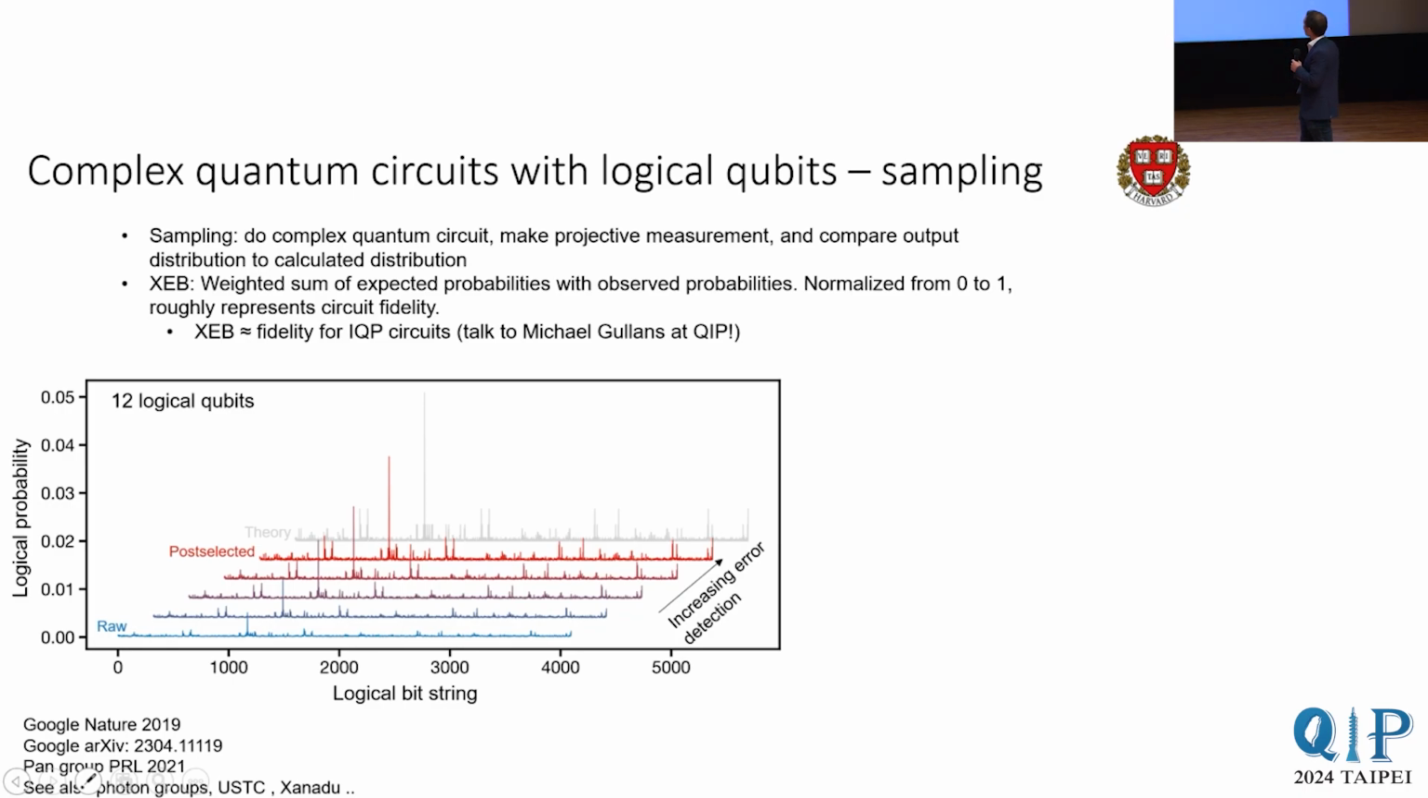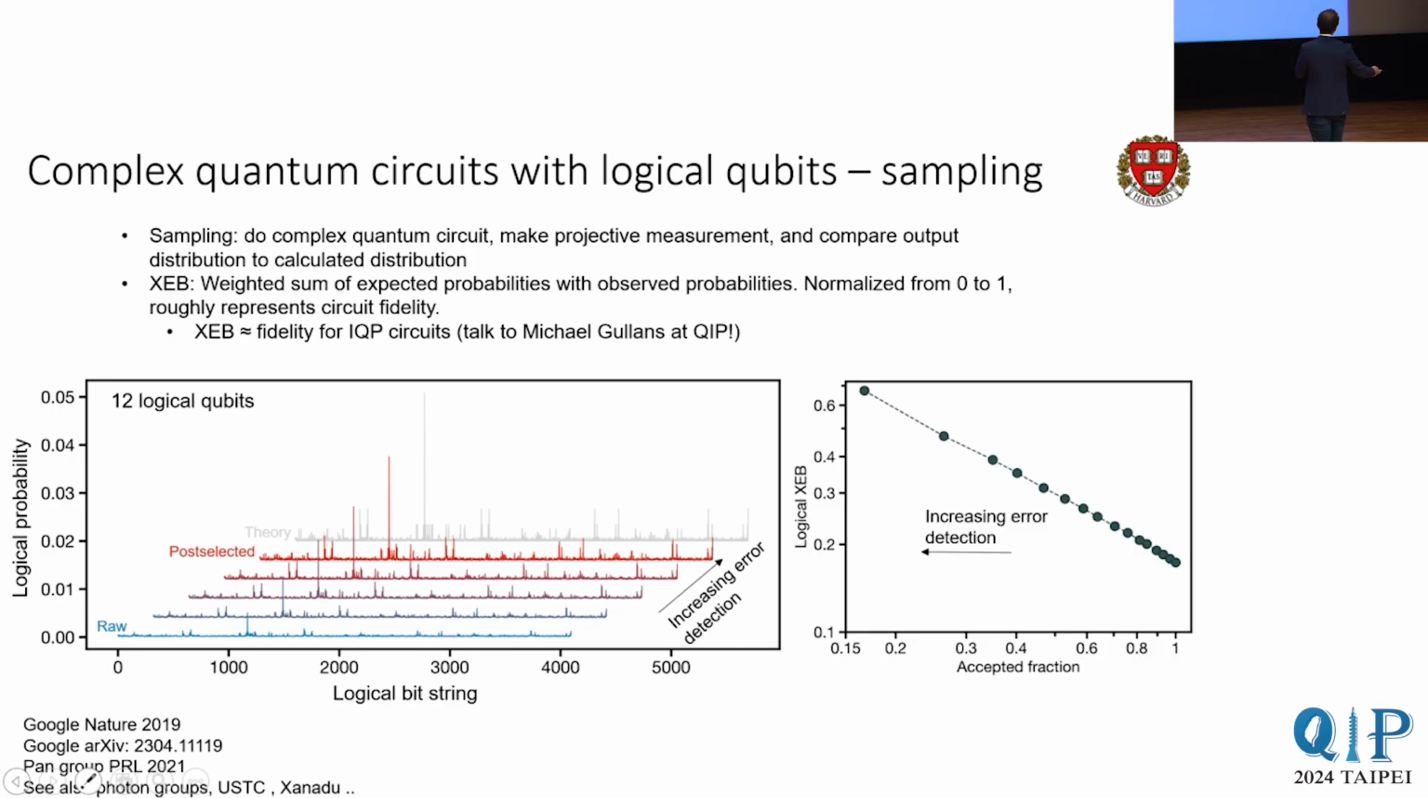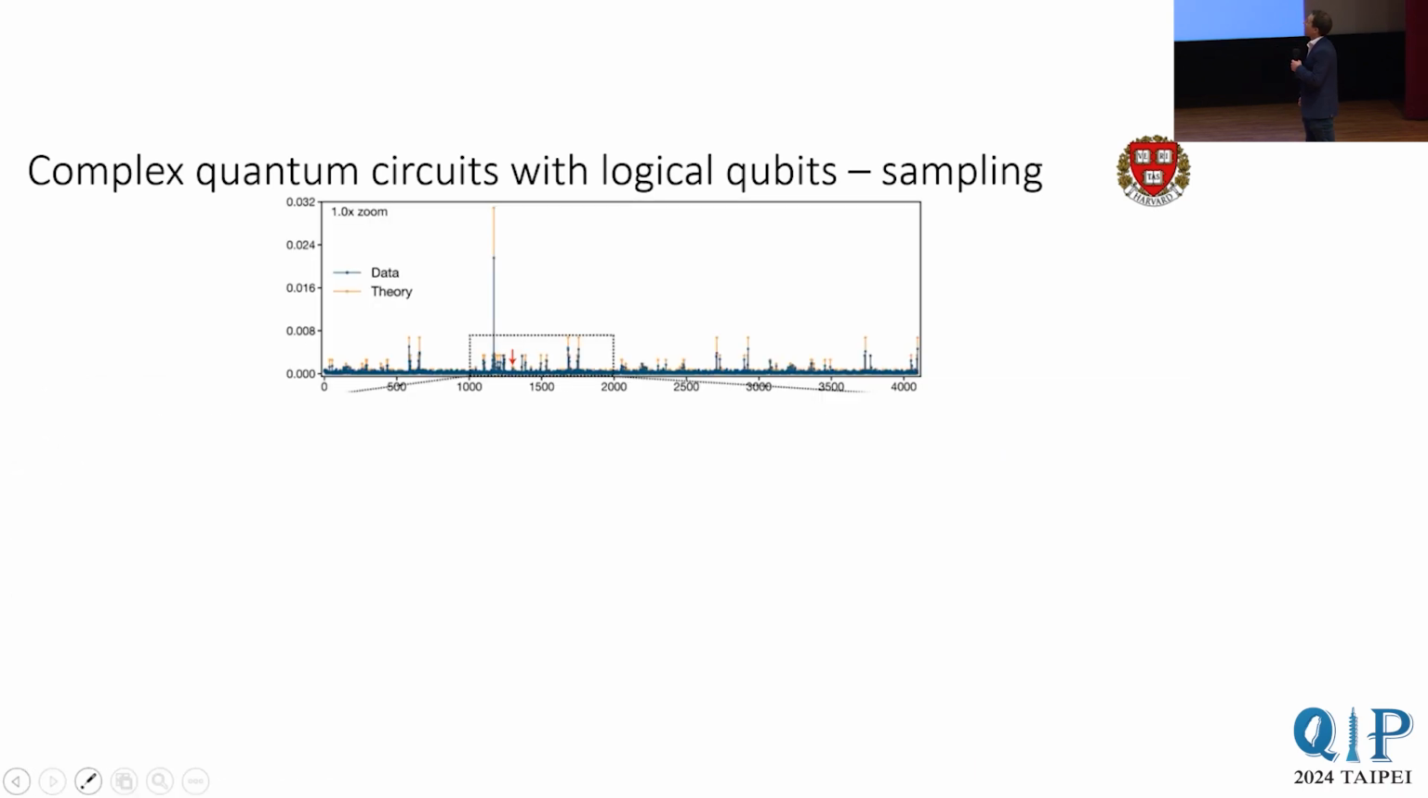In particular, if we quantify it with this XEB score, then what we see is that as we throw away more and more of our data, quantified here by our accepted fraction, again using these stabilizers for doing error detection, our XEB score continues to improve and gets to a value which is quite high for 12 logical qubits and this kind of complexity of circuit, of roughly 0.7 here. And I want to just zoom in on the data a little bit more closely.